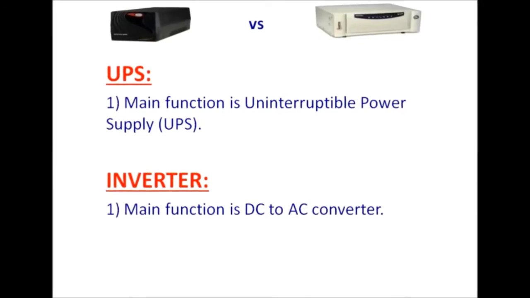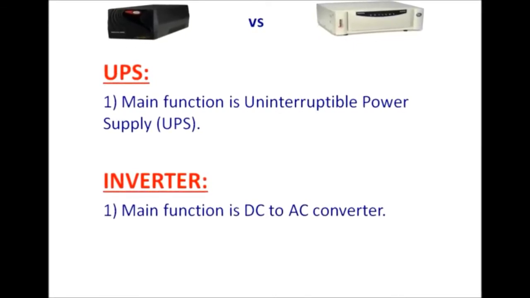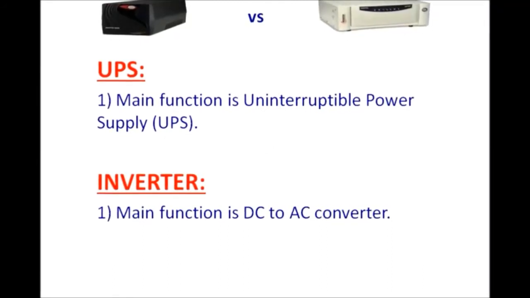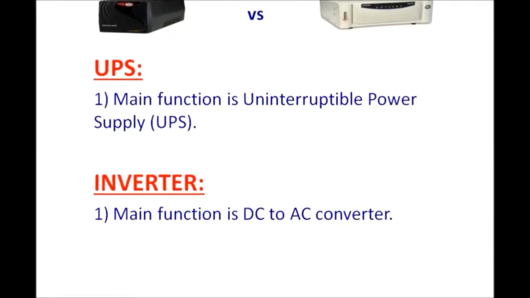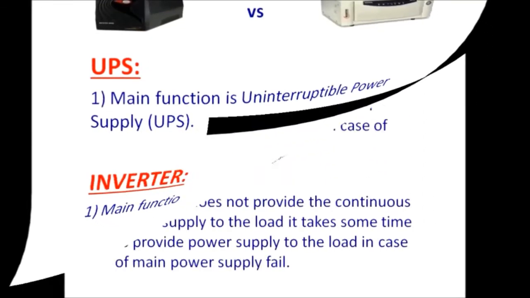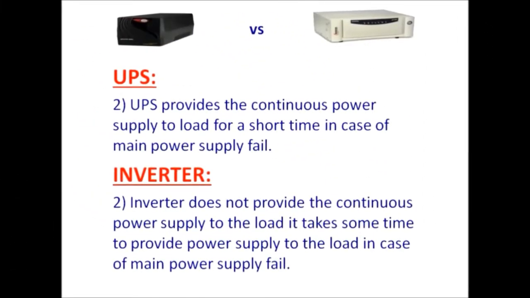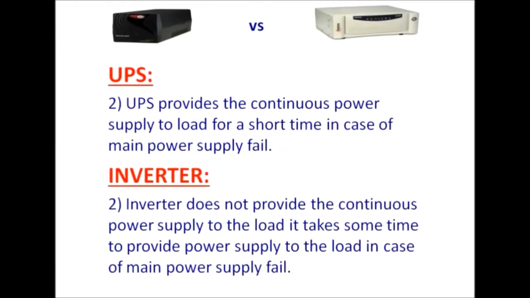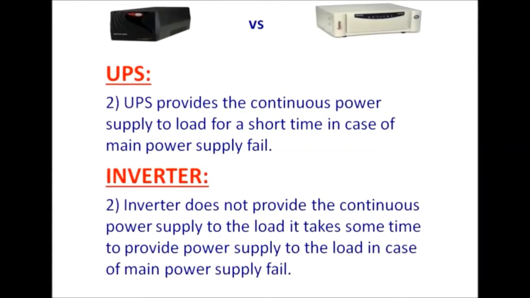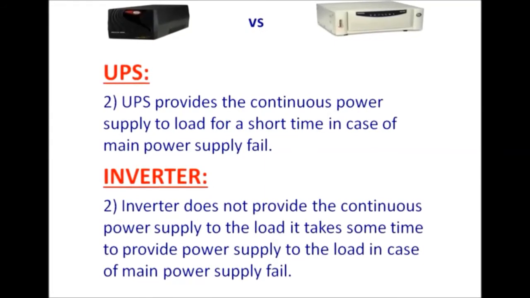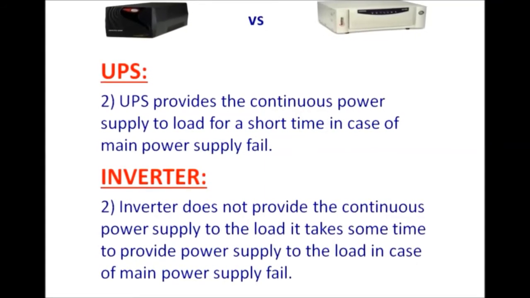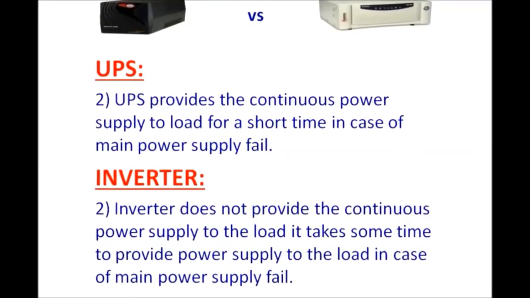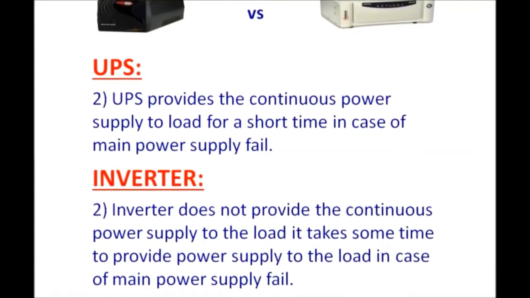First, main function. The UPS main function is uninterrupted power supply. The inverter main function is DC to AC conversion. UPS provides continuous power supply to the load for a short time in case of main power supply failure. Inverter does not provide continuous power supply to the load. It takes some time to provide power supply to the load in case of main power supply failure.